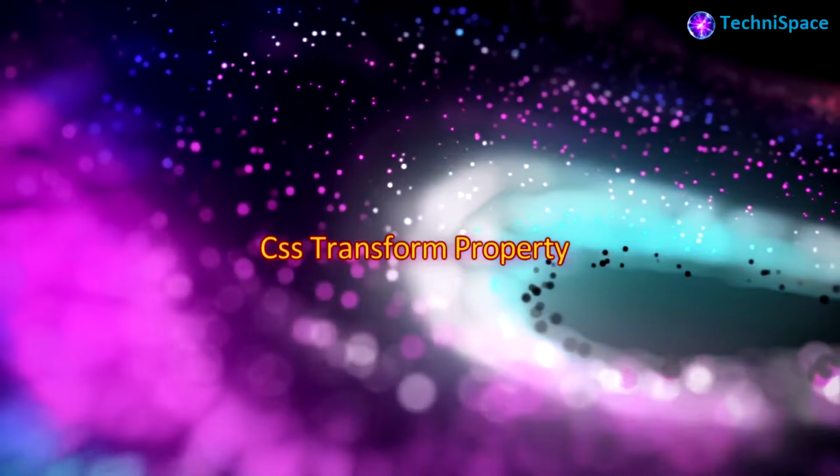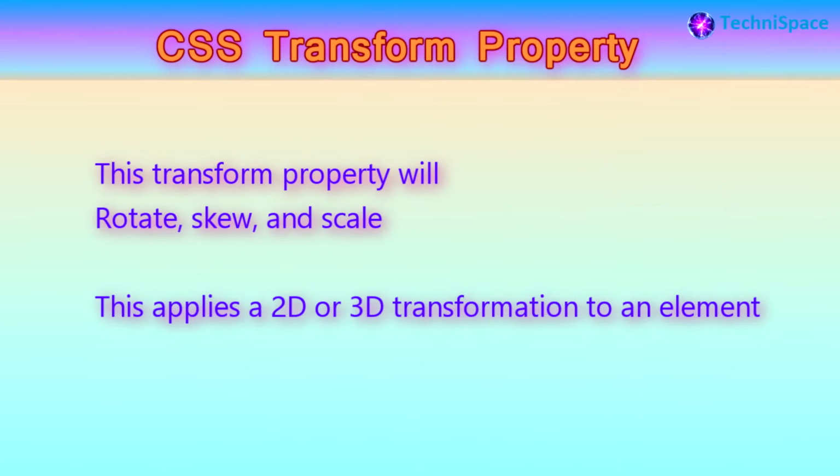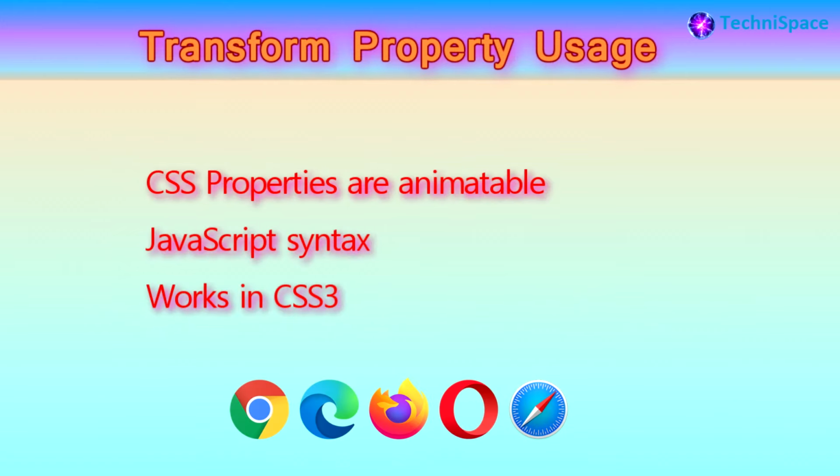Hello and welcome. In today's video we'll learn about the CSS transform property. This property, when applied, can rotate, skew and scale elements. This property can apply 2D or 3D transformation to the element, which allows to rotate, scale, move, skew, etc. to the elements. This works on CSS3. In addition, animatable and JavaScript syntax can also be applied. It works on most of the browsers like Chrome, Microsoft Edge, Mozilla, Safari and Opera.